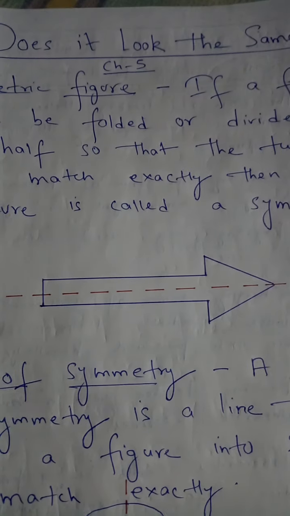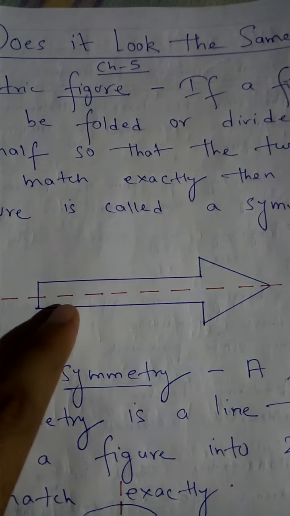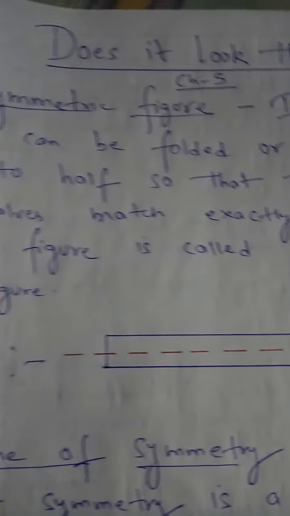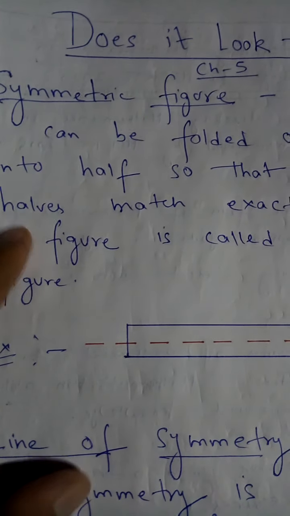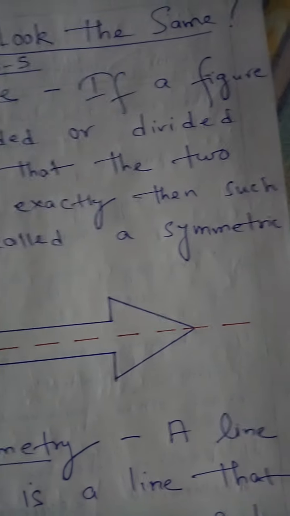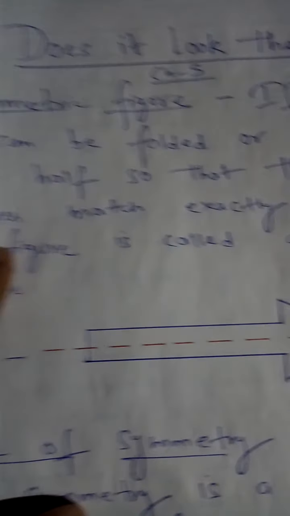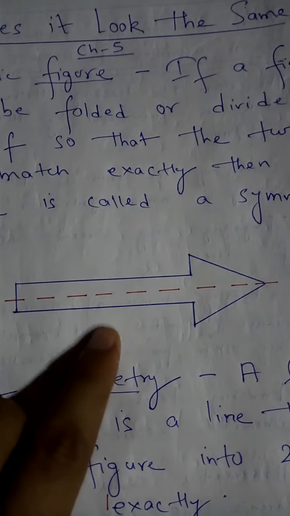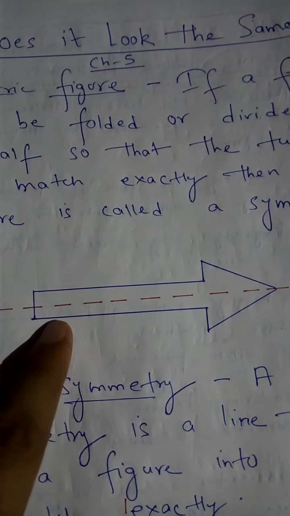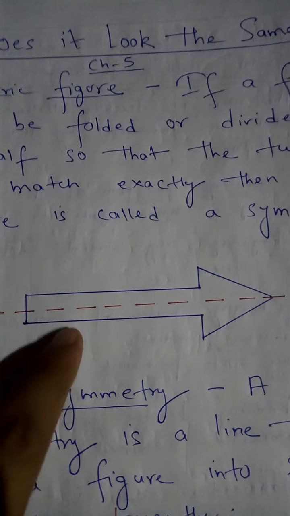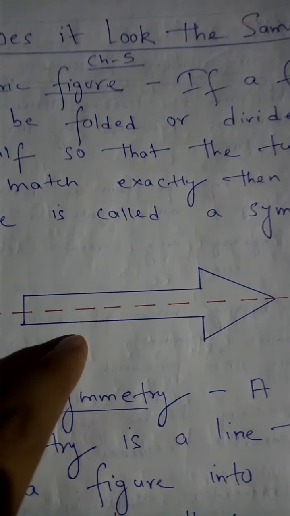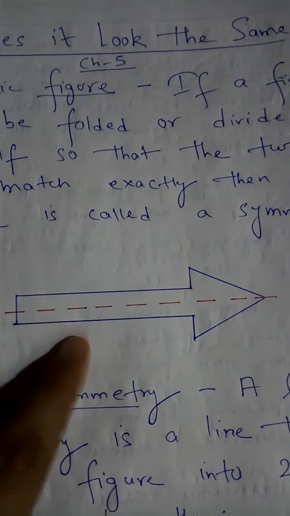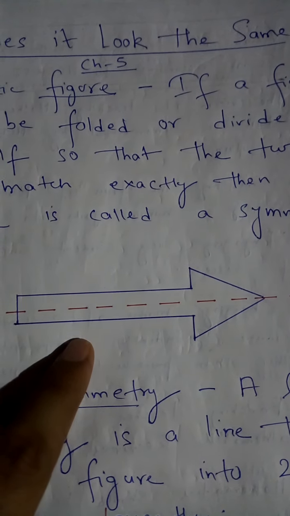Now what is the line of symmetry? This line divides the figure into exactly two halves, as it is written in the definition, so that the two halves match exactly. So this figure is a symmetric figure. Now this red line divides the figure into two halves. The upper half and the lower half are exactly the same. So such type of figures are called symmetric figures.